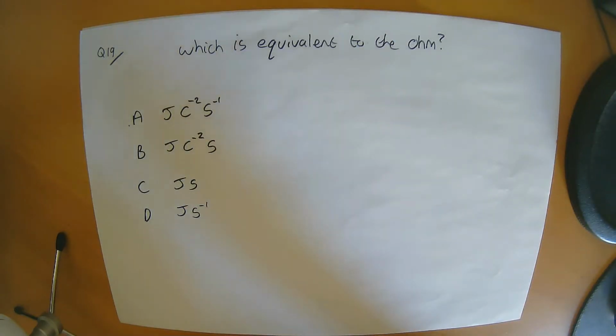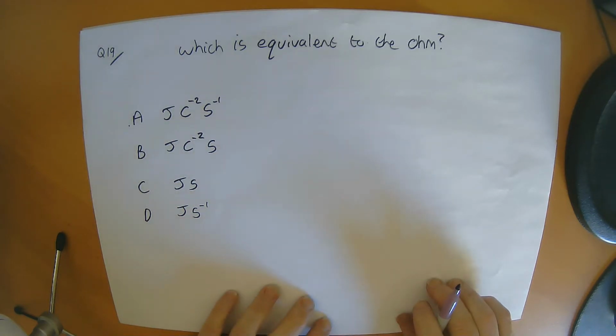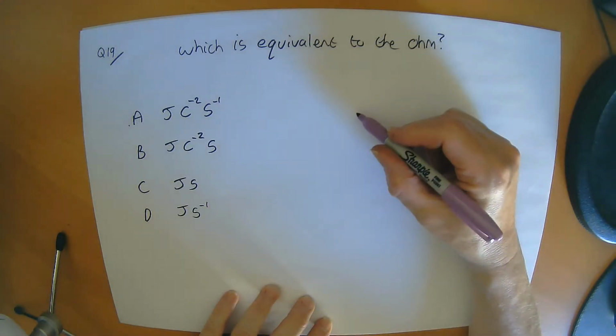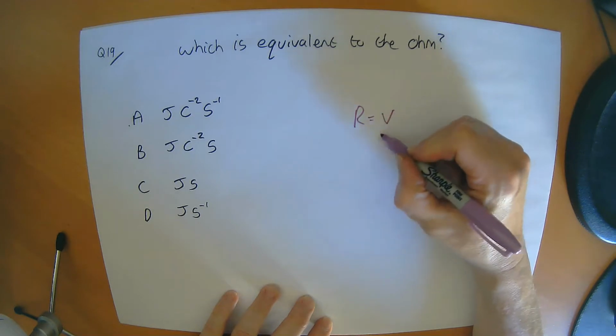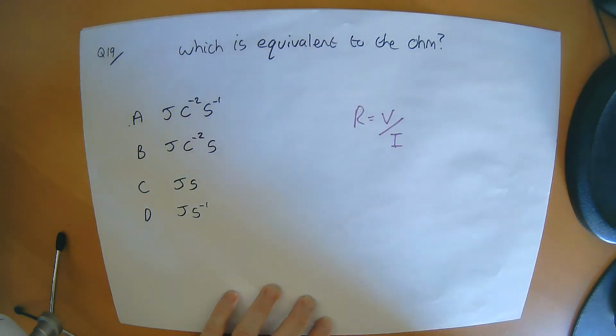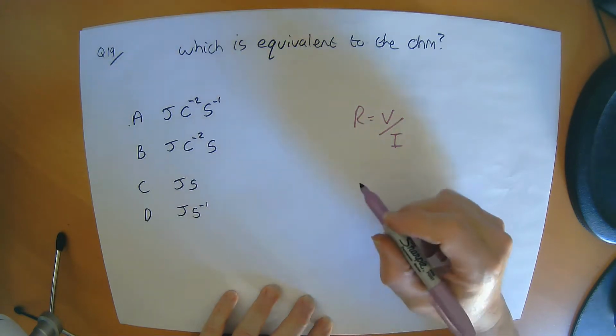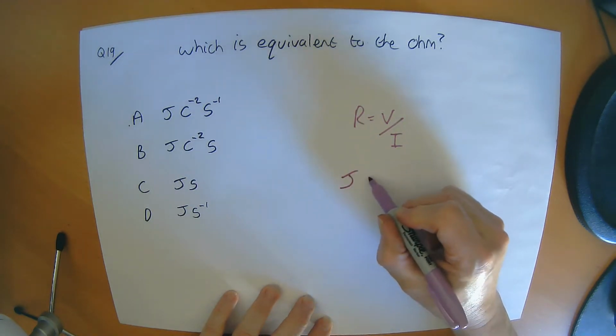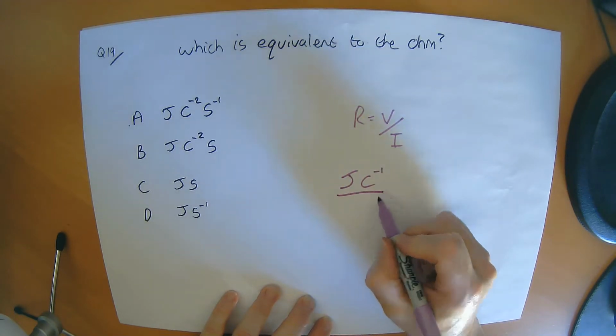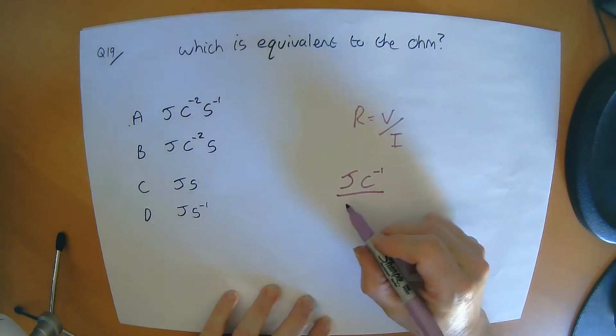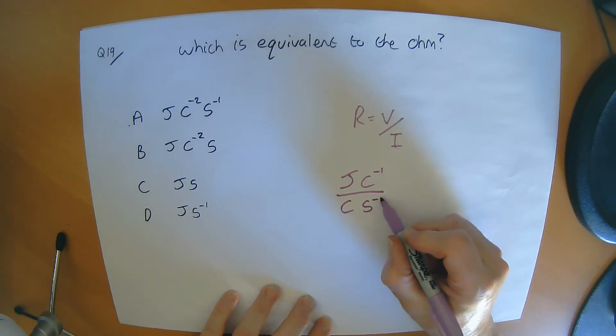Question 19, a question about fundamental units. In order to do this, we're going to use Ohm's law again, which is equivalent to the ohm. Well, R equals V over I. So the units that are equivalent to the ohm are going to be the units for potential difference divided by the units for current. Potential difference is measured in joules per coulomb, and current is measured in coulombs per second.